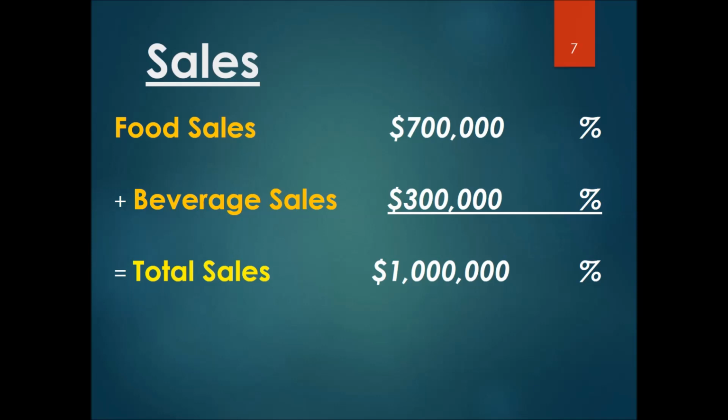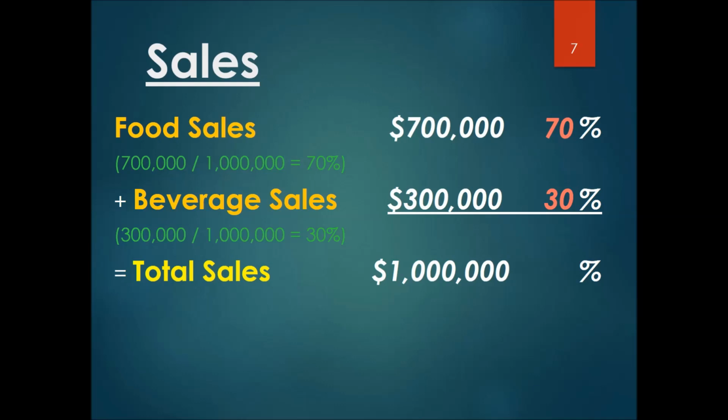So to determine the percent of each type of sale, which is 70% for food sales, we would take $700,000 for the food sales and divide it by our total sales, which is $1 million in this case, which tells us that food represents 70% of our total sales. Now, we could easily know that total sales is 100%. That would give us 30% for beverage, but we could always figure that out as well by using $300,000 divided by the $1 million. So those are our formulas.